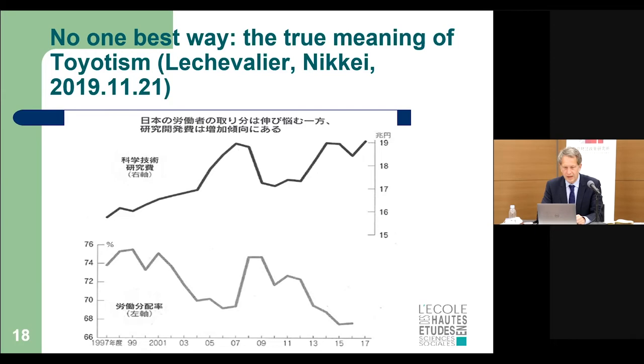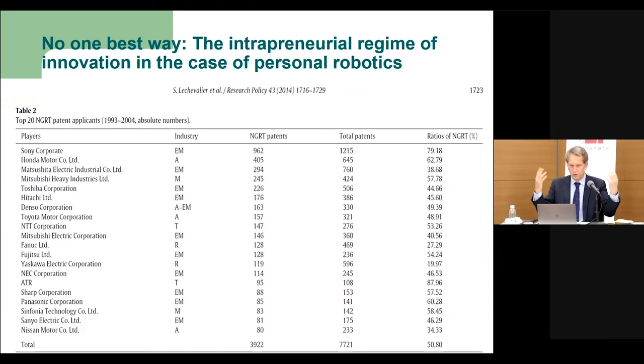The second case I would like to make concerns the fact that the so-called Silicon Valley model might be true in some specific industries and for some technologies, but it's not true for all technologies. In particular, the role of startups, the role of entrepreneurship might be very important in some sectors, as it's shown in this paper that I published almost 10 years ago, focusing on the case of next generation robot technology, which is at the basis of personal robots.